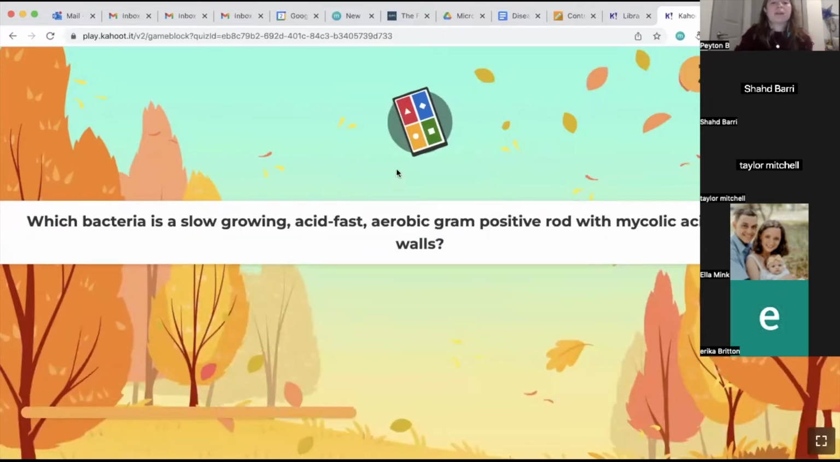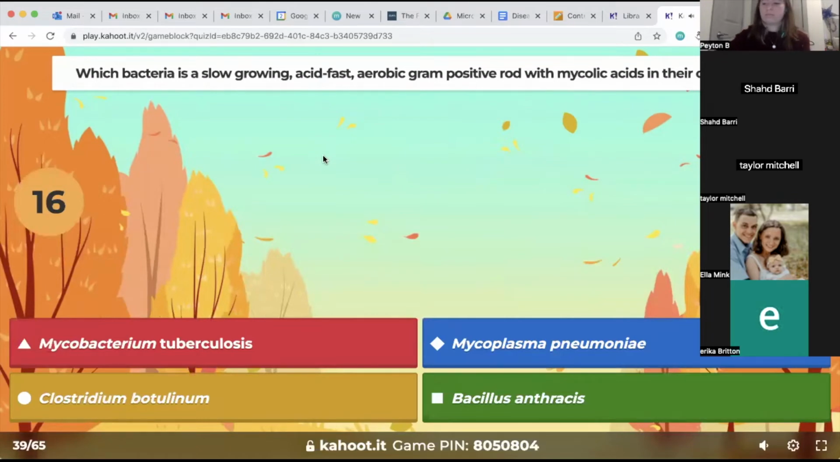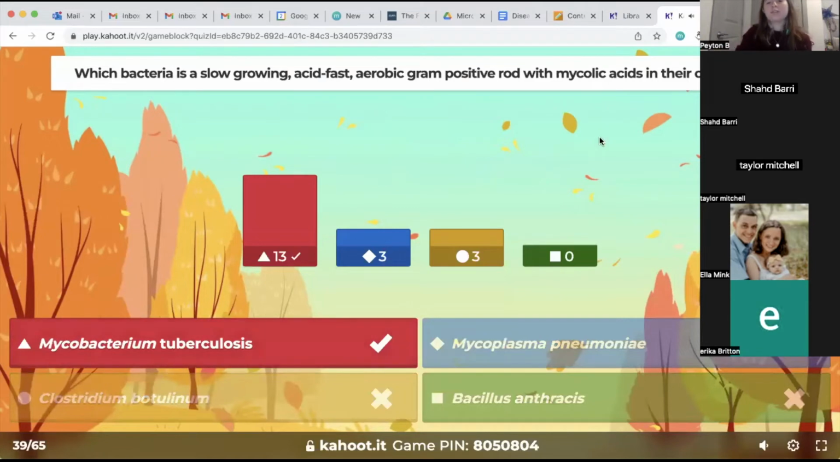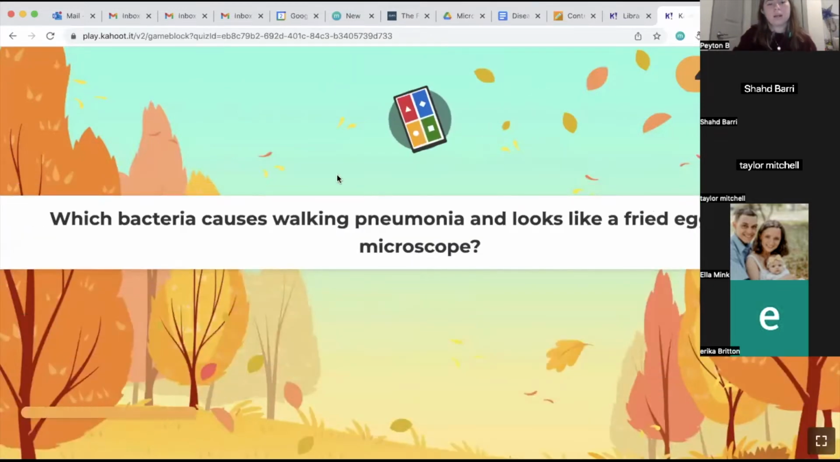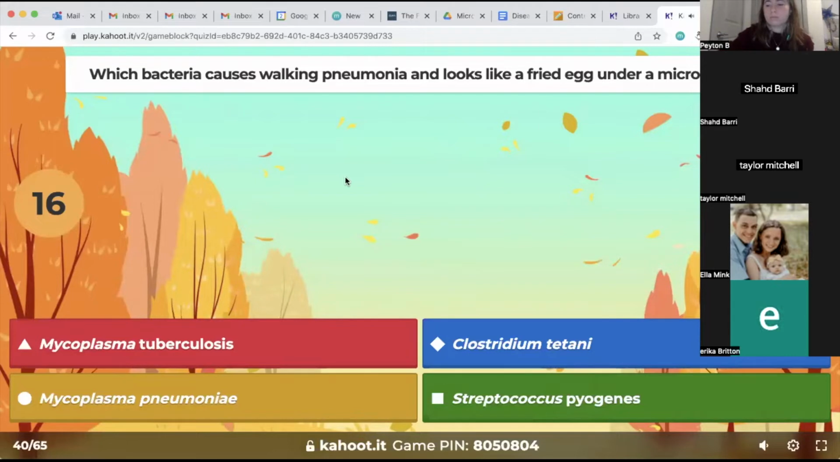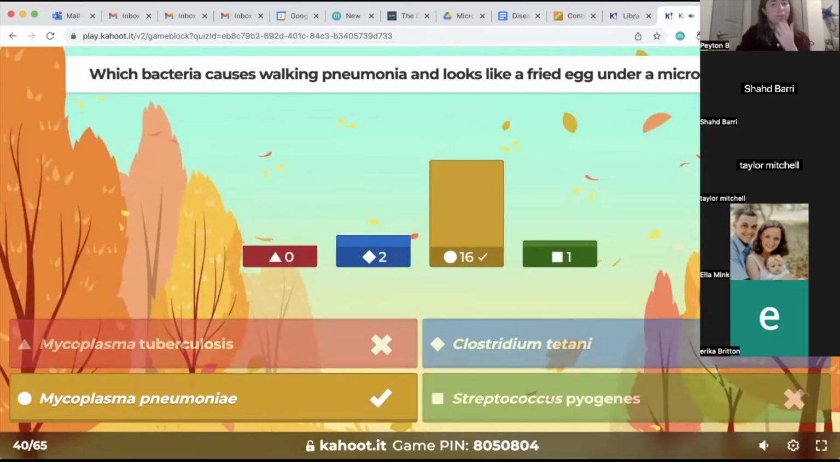All right, which of the following is an acid-fast aerobic gram-positive rod with mycolic acids in its cell walls? Mycobacterium tuberculosis, yes. And it's super slow growing, even though it's acid fast. I don't know, that's how I remember it backwards. All right, which one causes walking pneumonia and looks like a fried egg under a microscope? Mycoplasma pneumoniae. Very good job, guys.